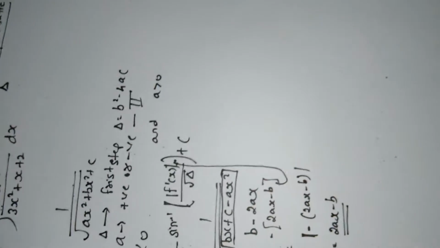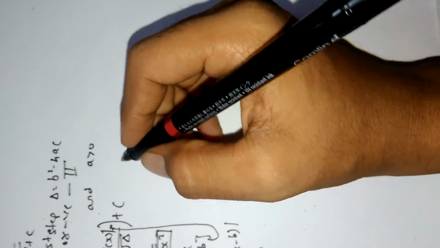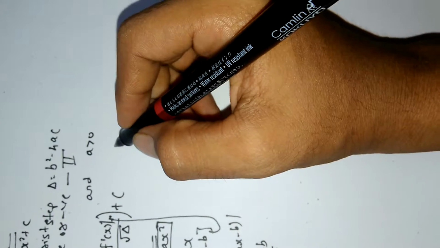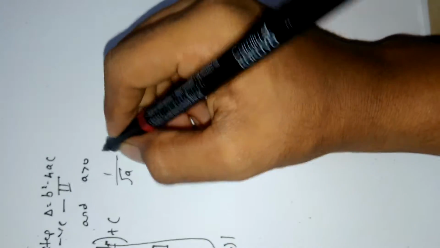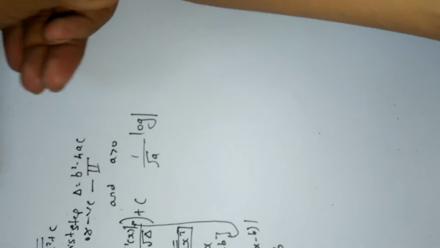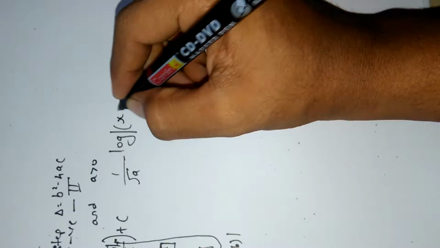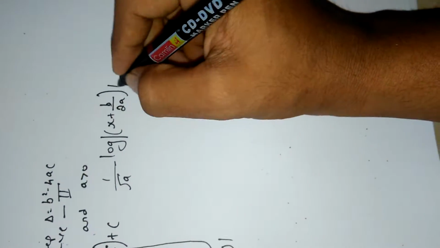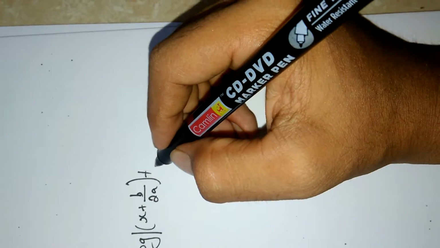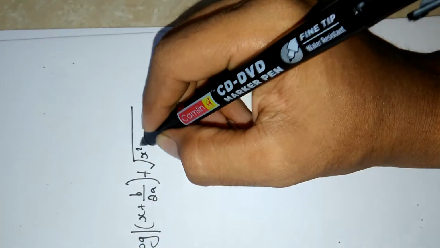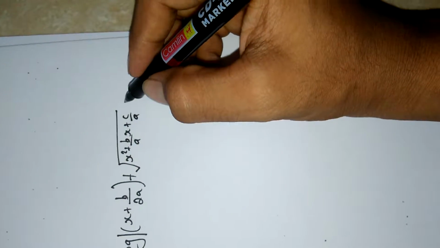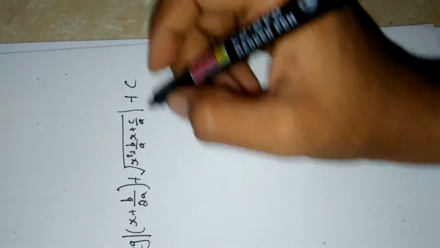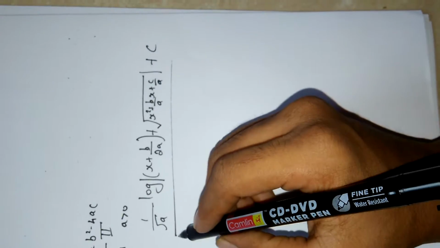So guys, what if the value of a is greater than 0? If the value of a is greater than 0, you have to take this shortcut: 1 upon under root of a, log of x plus b upon 2a plus under root of x square plus b upon a x plus c upon a, bracket close, plus c, and that's it. This is your final answer.